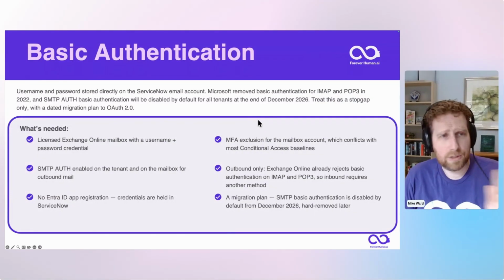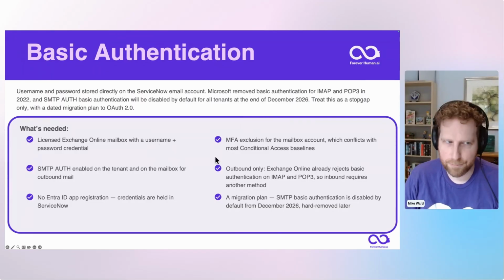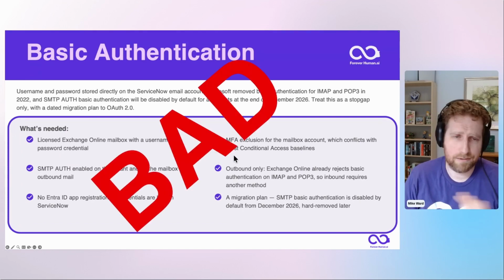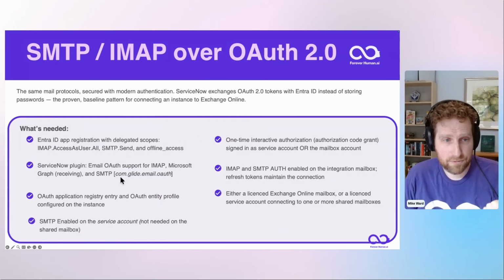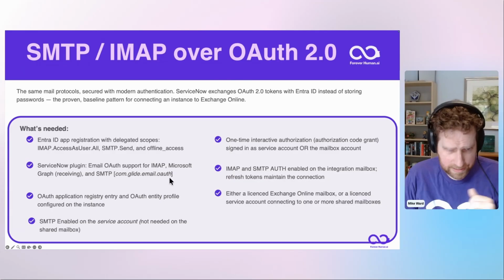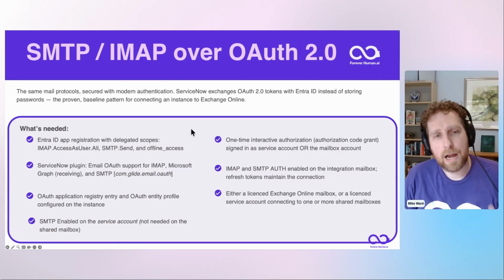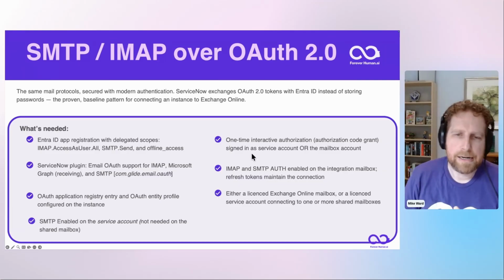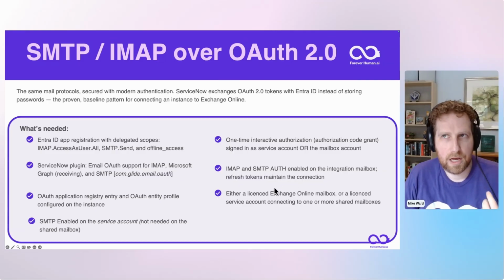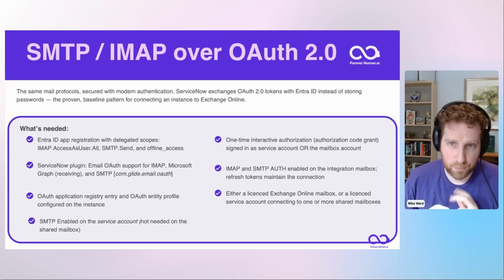So going into a little bit deeper dive on all three, the basic authentication, not going to talk about it much. It's mostly deprecated, fully deprecated as of December of this year. Bad, don't bother. For this SMTP method, you need some plugins. First, you need this com.glide.email.oauth plugin. You need to set up an OAuth entity. You need to set up some permissions here. I don't have time to demo the setup tip to tail, but I'll show you what it looks like when it's done. And I generally do this with a service account connecting to one or more shared mailboxes. And you only need to license the service account there, not the shared mailboxes, which is nice.